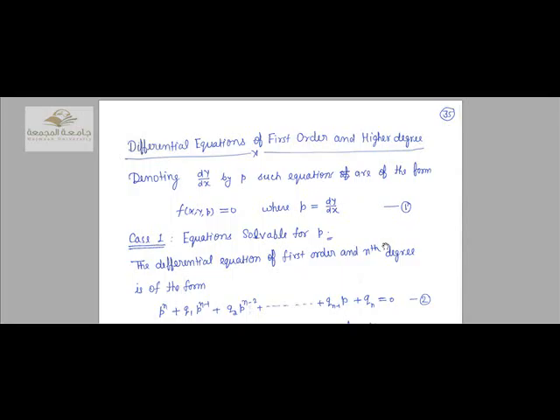We are going to solve now the differential equation of first order and higher degree. If the differential equation is of first order and higher degree, then we denote dy by dx by p. Such equations are of the form f(x, y, p) is equal to 0, where p is equal to dy by dx, equation number 1.